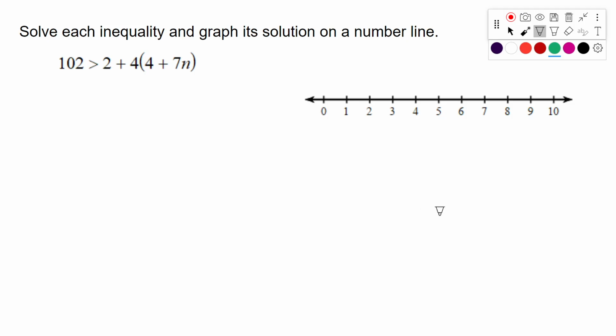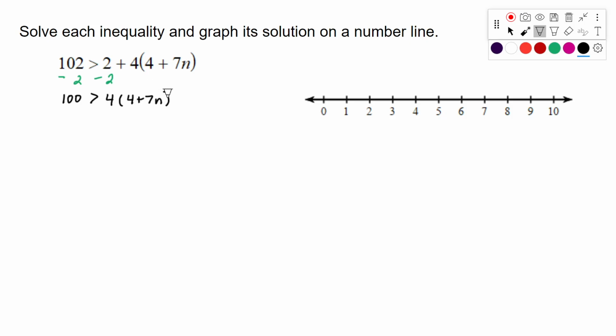Hello, this is Mrs. Scarple, and in this video I'm going to go over solving multi-step inequalities in one variable and graphing their solutions. With this first one, I'm going to try to simplify this right-hand side a little bit before I distribute. I'll even see if I need to distribute. So the first thing I'm going to do is subtract 2 from each side. And that leaves me with 100 is less than 4 times 4 plus 7n.